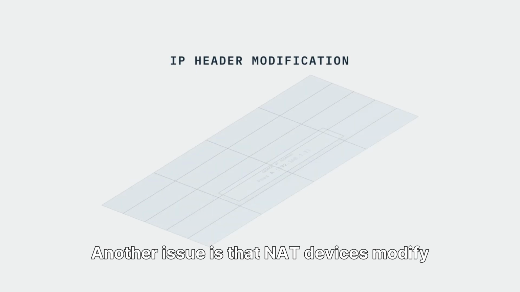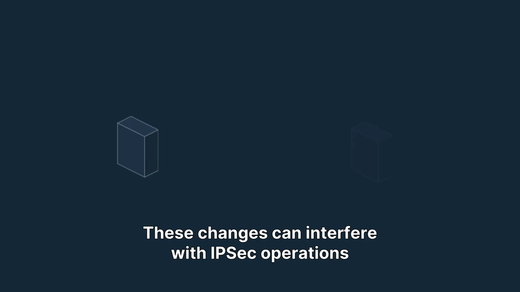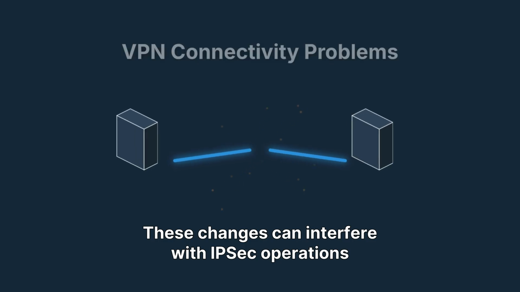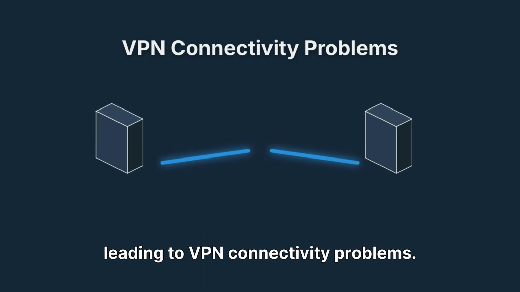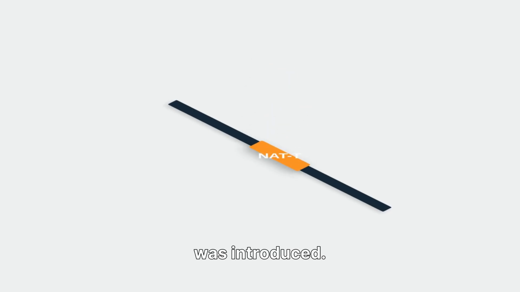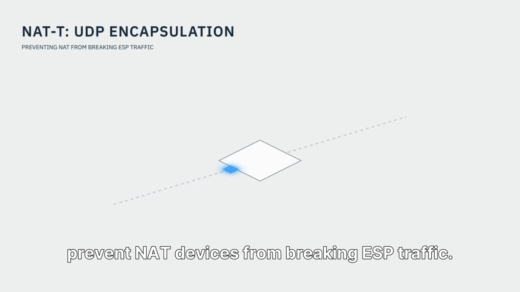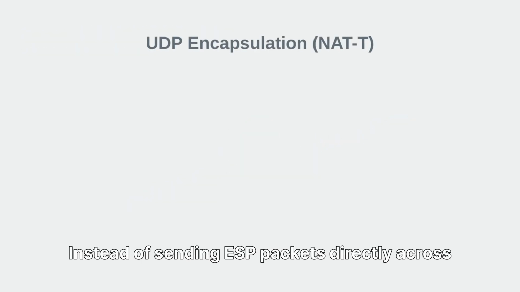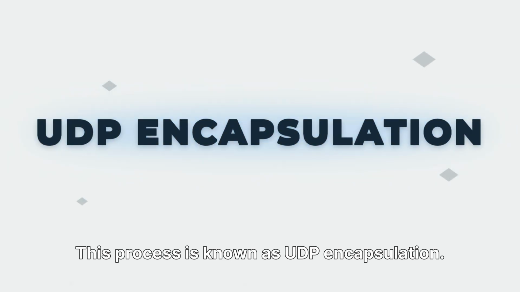Another issue is that NAT devices modify IP addresses while forwarding traffic. These changes can interfere with IPSec operations that expect packet information to remain unchanged, leading to VPN connectivity problems. To solve these issues, NAT Traversal, NAT-T, was introduced. The main purpose of NAT-T is to prevent NAT devices from breaking ESP traffic. Instead of sending ESP packets directly across the network, NAT-T encapsulates the ESP packet inside a UDP packet. This process is known as UDP Encapsulation.